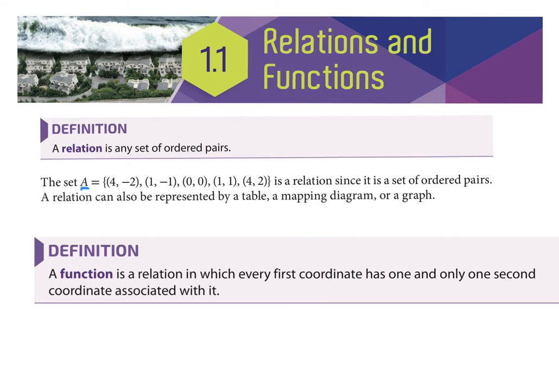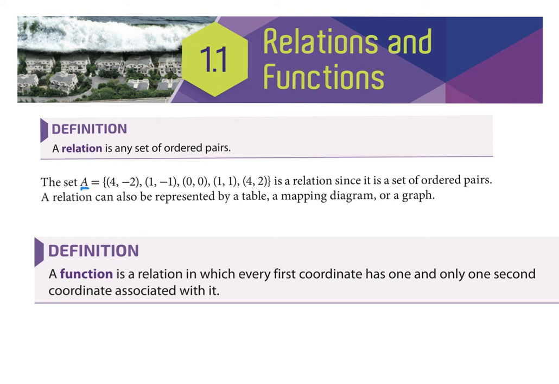Sometimes it will be pairs of students in a classroom. Sometimes they define it a little bit more. But most of the time it's just going to be a capital letter when you're dealing with just straight numbers. And then you see you have sets of numbers, X and Y here. We have a first and a second. That's all that's required. It is a relation since it's a set of ordered pairs. A relation can be represented by a table, a mapping diagram, or a graph, which we're going to look at in a minute. The next definition on this particular page is a function.